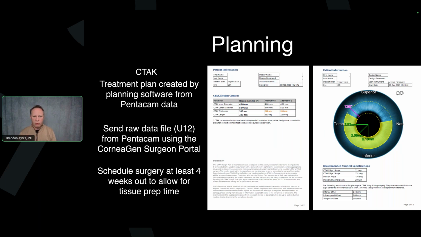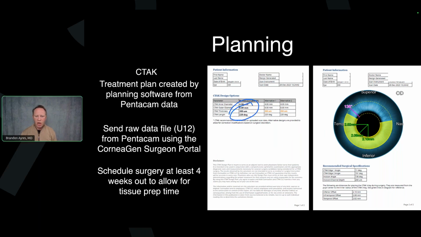And this has been run through the nomogram. It'll show you the inner and outer diameter of the CTAK segment. It'll show you the thickness that's recommended. And in this case, the recommended thickness was 300 microns. And you can see that right here.